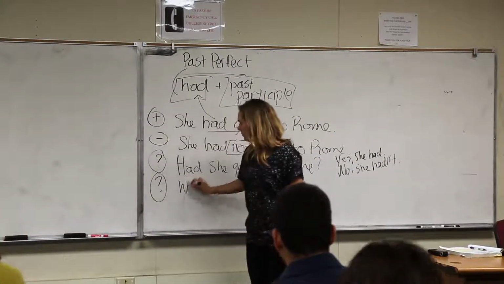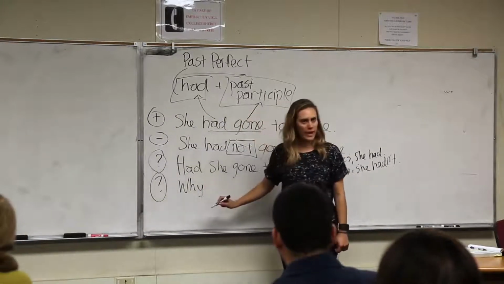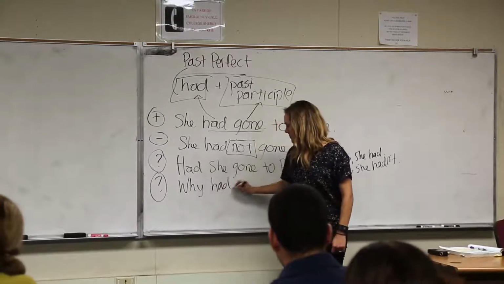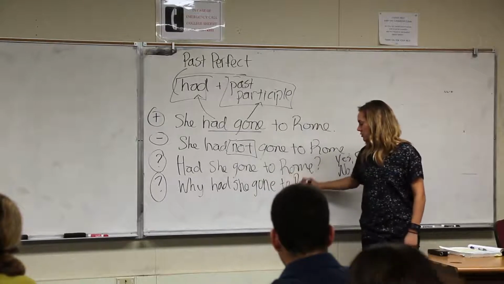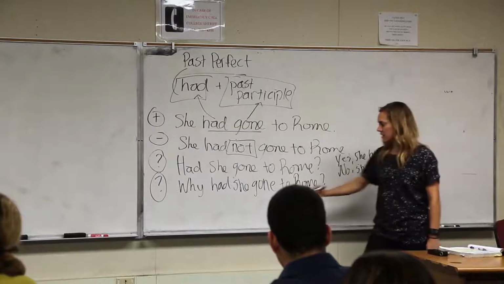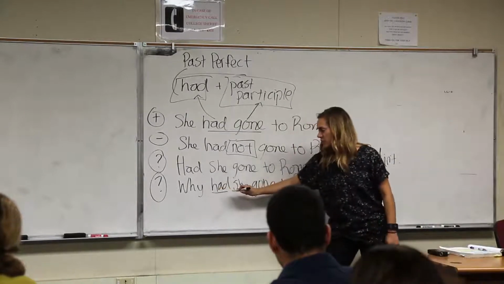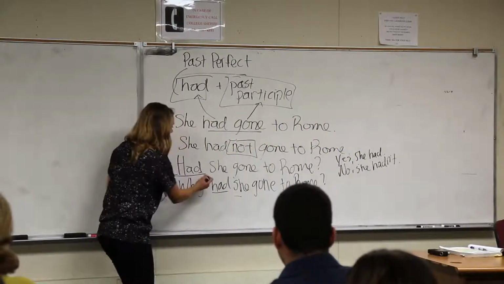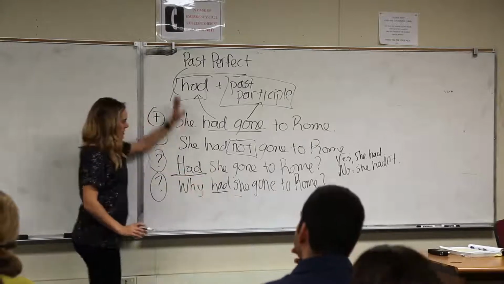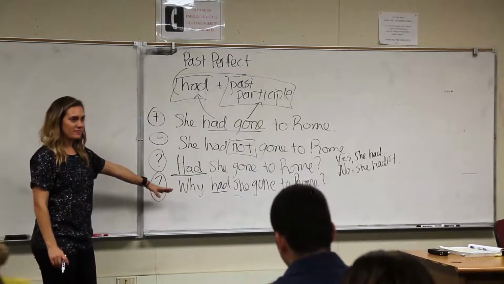Okay. Now let's do a WH question. Why had she gone to Rome? Great. Okay? So same thing. Helping verb and then the subject. Helping verb and then the subject. Okay? Questions about how to make it?